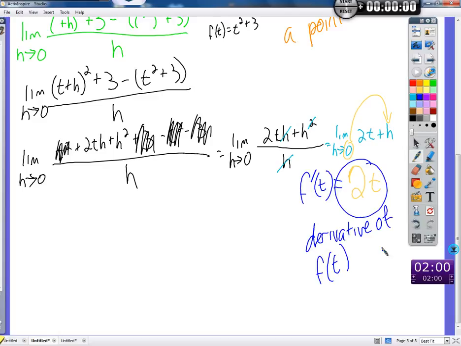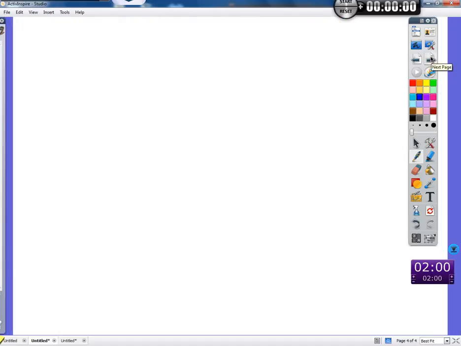Let's see. One more time. So let's just have some practice. So now what we want to find is the derivative. What's the difference between the derivative at a point and the derivative of a function? The derivative of the function can be used to find the derivative at any point. Derivative at a point is what kind of a thing? Slope, and the slope is a what?